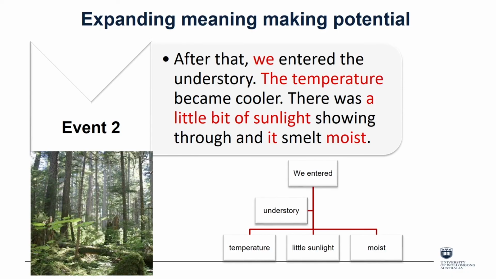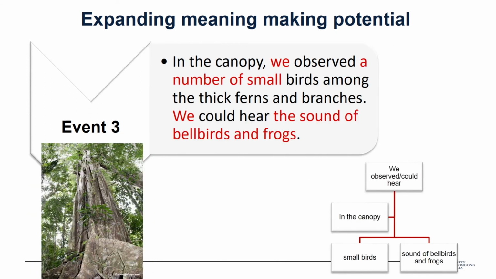Imaginative writing is not making up the story. It's about imagining the details for the reader so the reader can imagine with the writer. That's what we call imaginative writing. So in the understory: temperature, little sunlight, and moist. And that's very much based on the knowledge and the writer's experience.